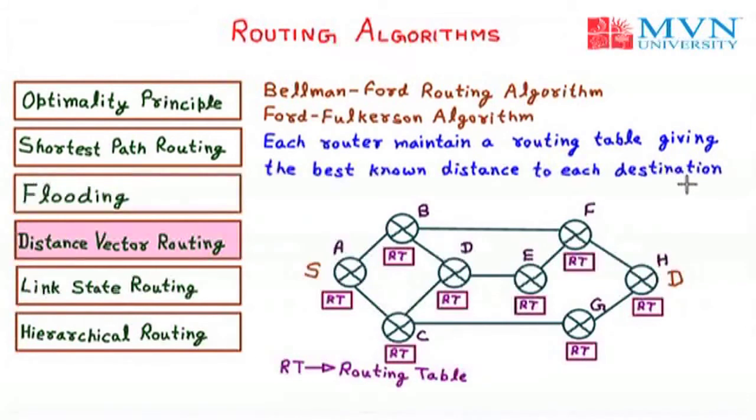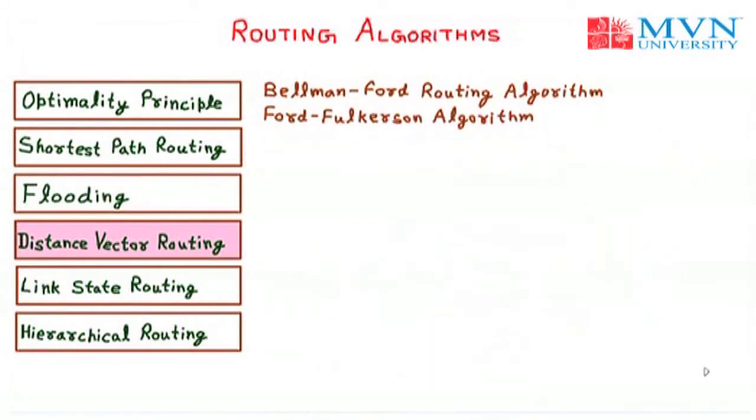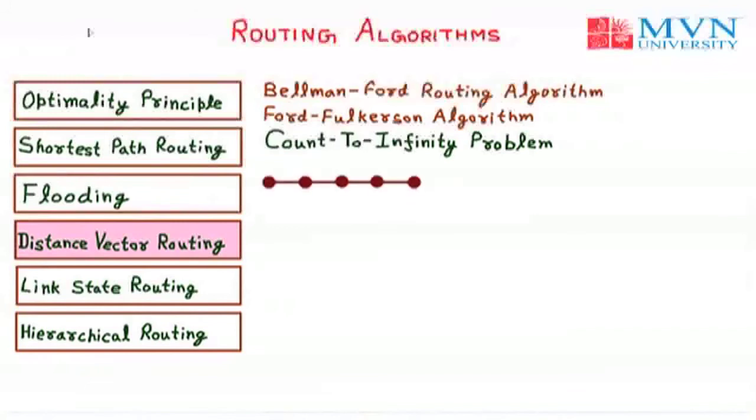Now in distance vector routing we have a main problem, called the count to infinity problem. To understand the count to infinity problem, let us suppose we have 5 routers on the same line. These nodes and routers have their own names.